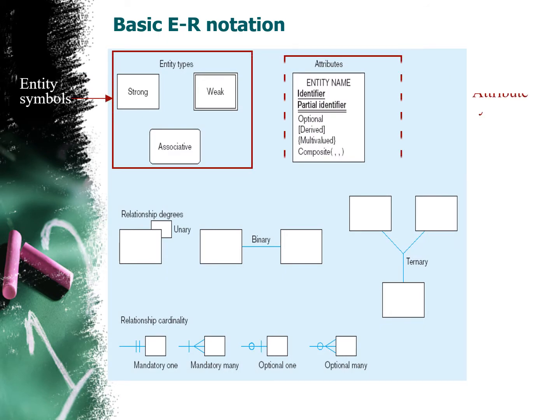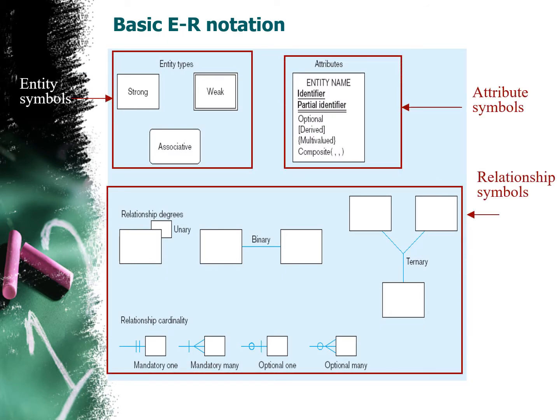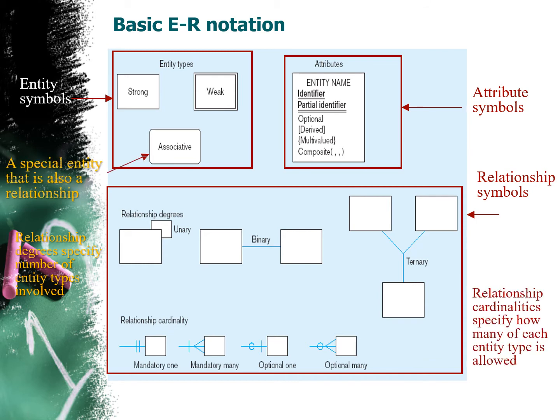Here is just a further emphasis on the symbols: entity symbols, attribute symbols, then relationship symbols. Please don't forget this because you will be using it in your ER diagram. Relationship cardinalities specify how many of each entity type is allowed, like the example I mentioned earlier. And there is also a special entity type called associative, that could also be part of the relationship later on.